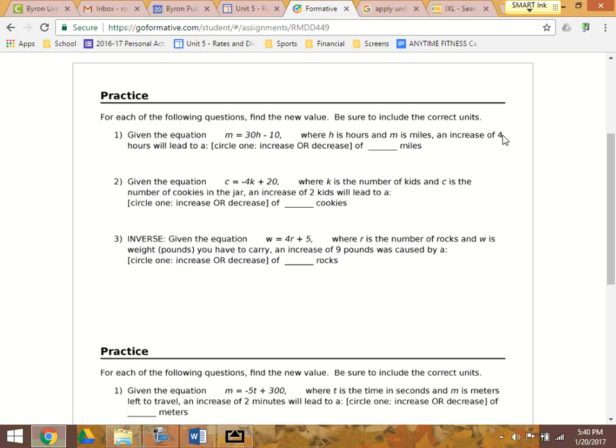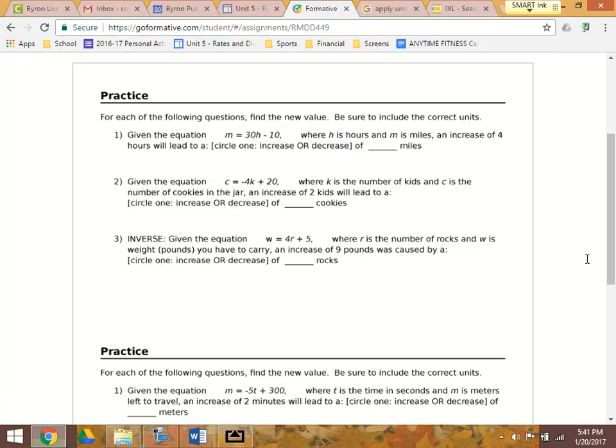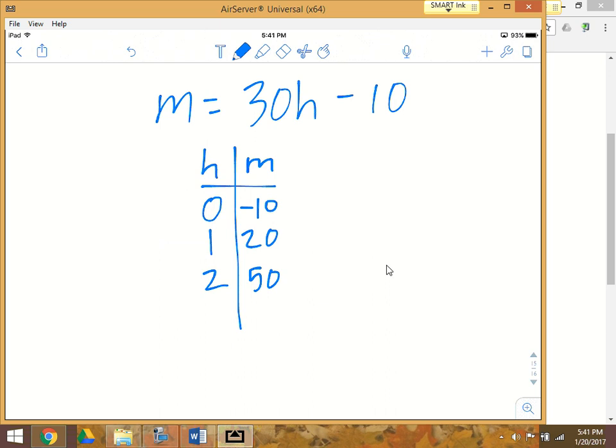It says an increase of 4 hours. Okay, so basically, I want to figure out what happens to my miles if I increase my hours by 4. So let's go ahead and put 4 in here. Okay, and so 30 times 4 is 120. And 120 minus 10 is 110.